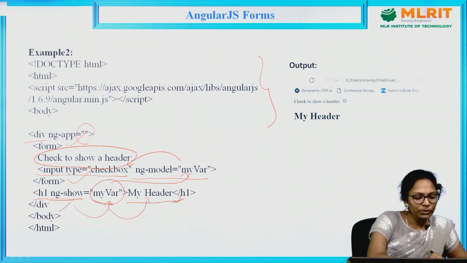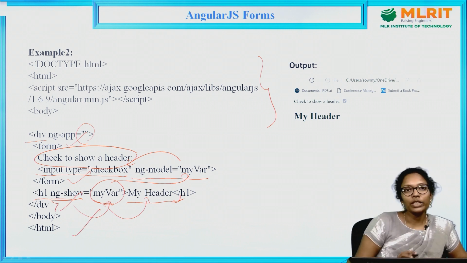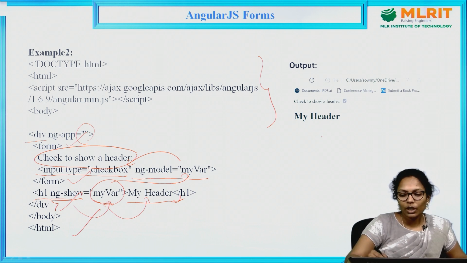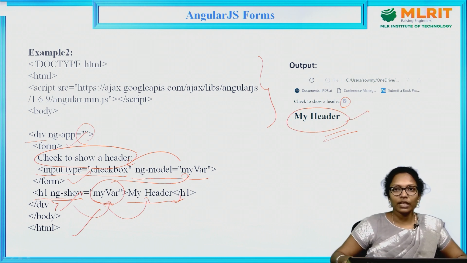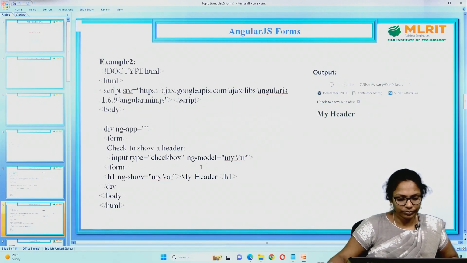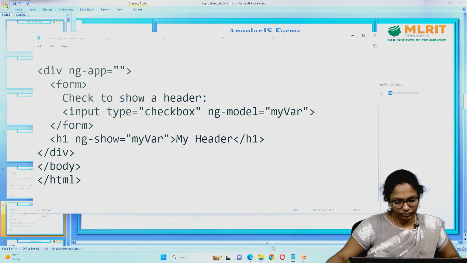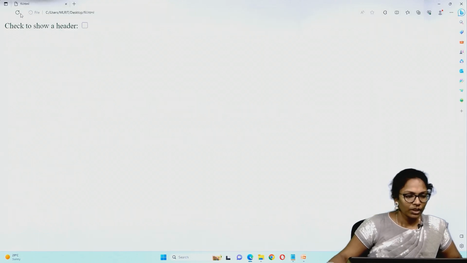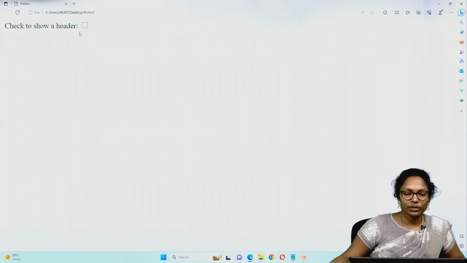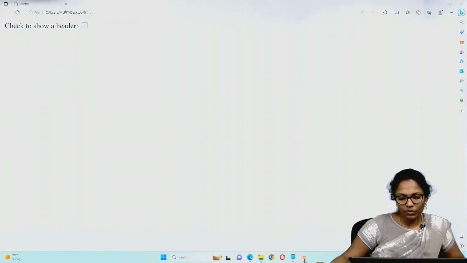That's all. I'm closing the division, the body and the HTML. This is the output I will get. Initially, if it is not checked, then I don't get this. If it is checked, then I will get this. We'll try to execute this. Initially I'm just getting a message followed by the checkbox. If I check this, I'm getting my header. If I uncheck this again, it will be removed. That is the use of ng-show.